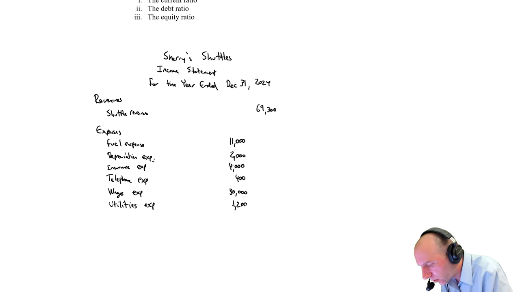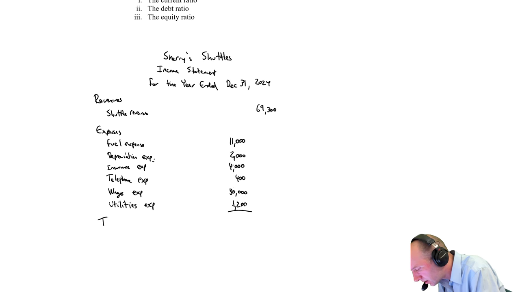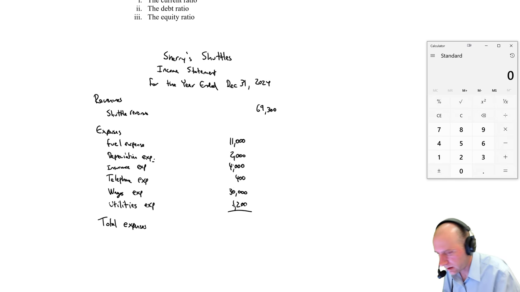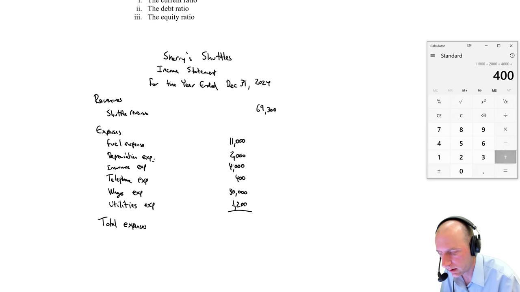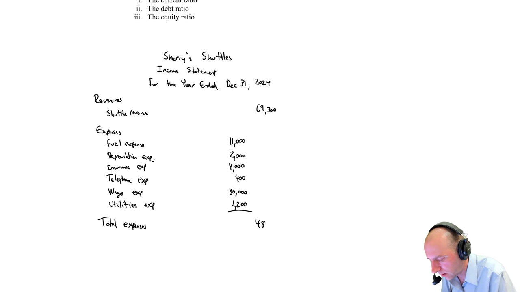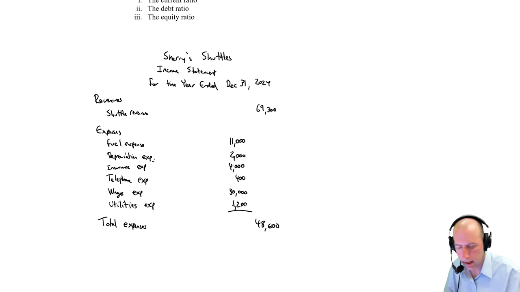Now you'll see here, when I total my expenses, I add up that list, and let's add this up. 11,000 plus 2,000 plus 4,000 plus 400 plus 30,000 plus 1,200. I add that up, 48,600, and I write the number on the right-hand side.